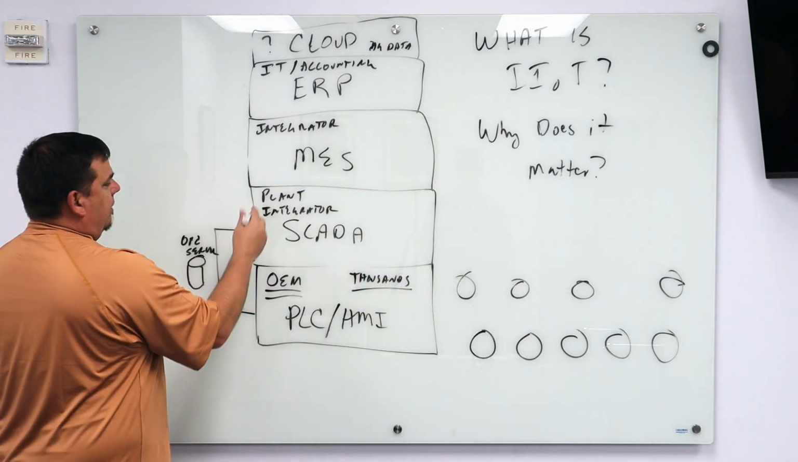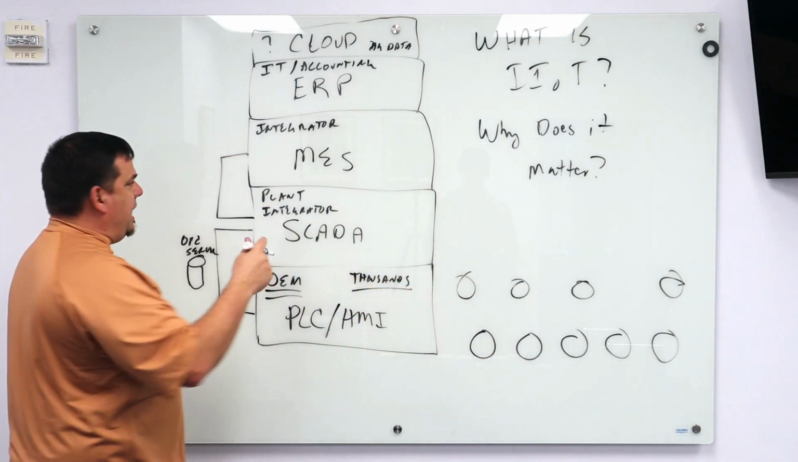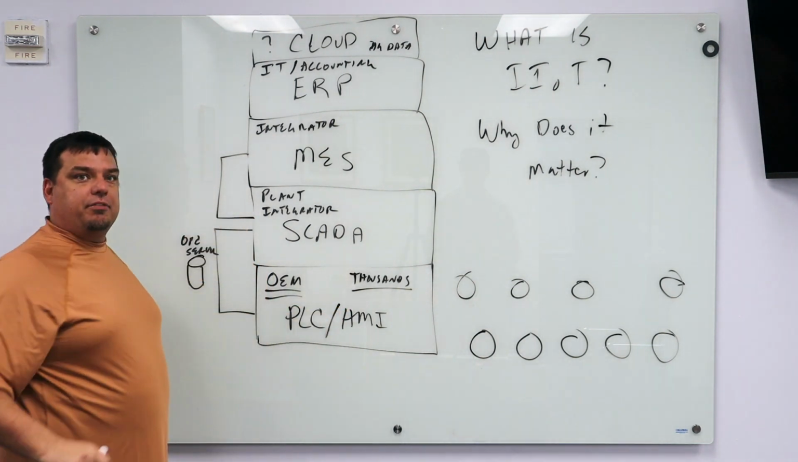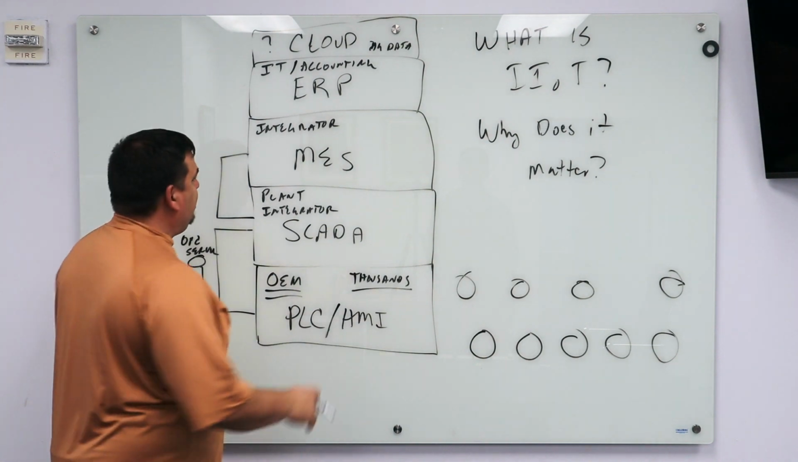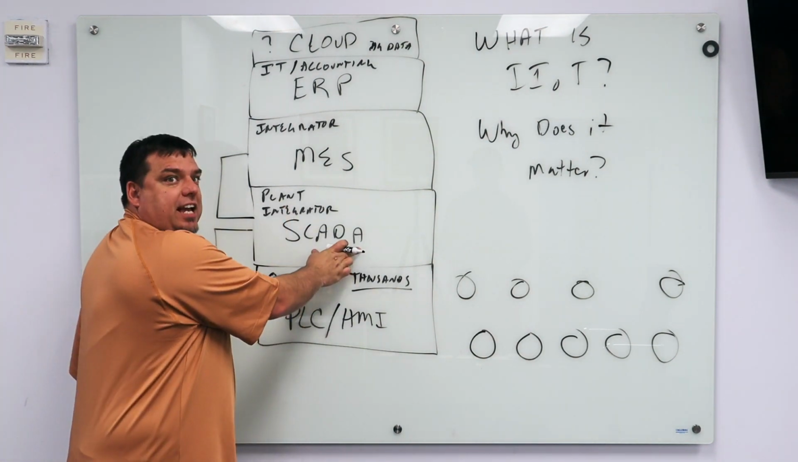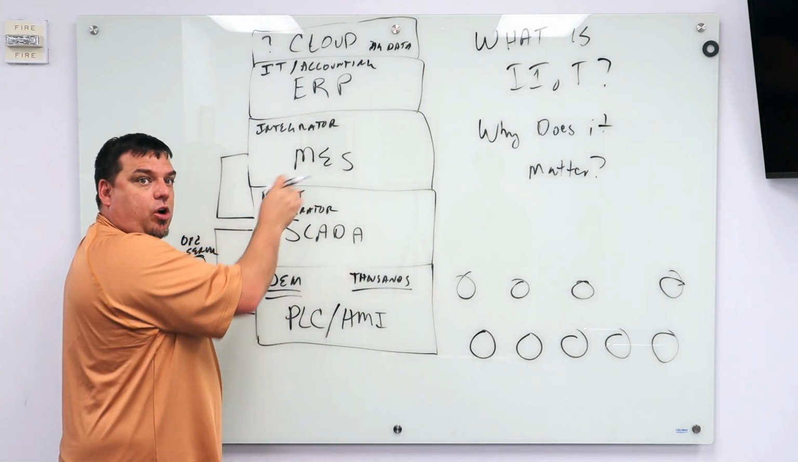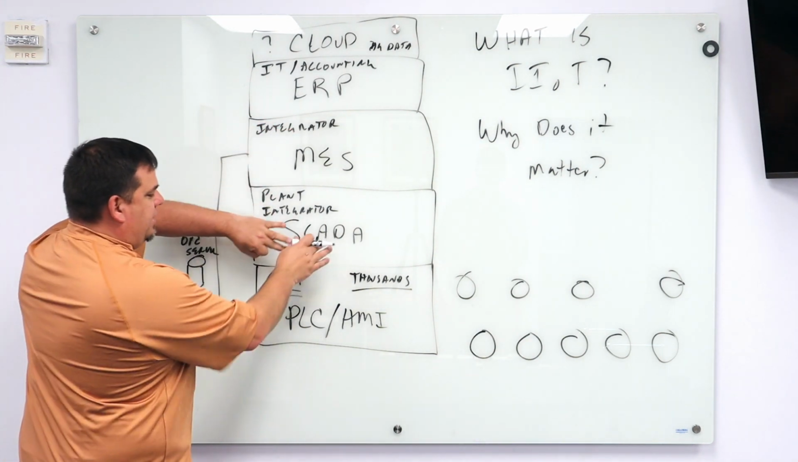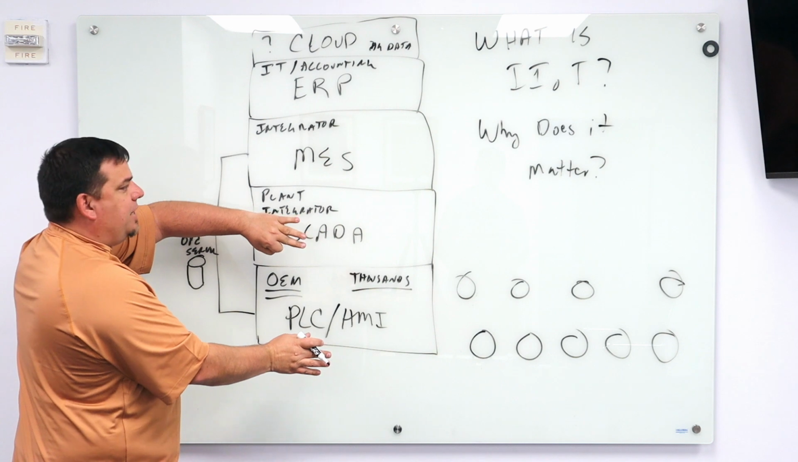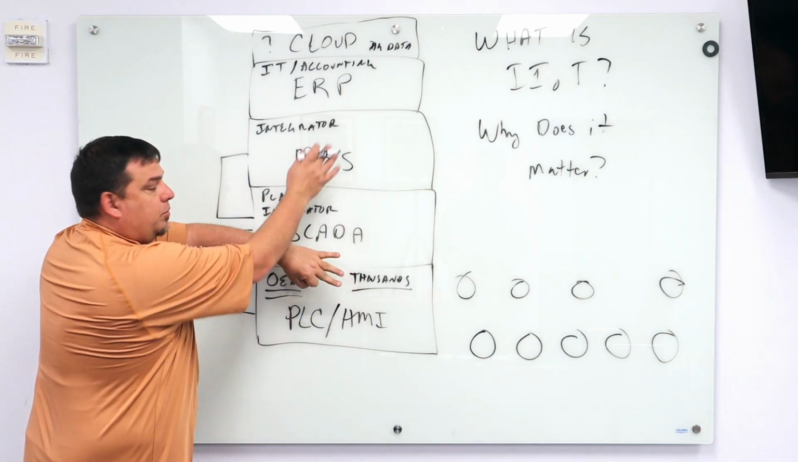And then SCADA connects to MES. MES does not connect to the plant floor. It gets its data through SCADA, okay? So you have to have SCADA to make your MES work. What most plants do is they have an MES system, they have a SCADA system, and they've got PLCs and HMIs, but it's not integrated with MES.